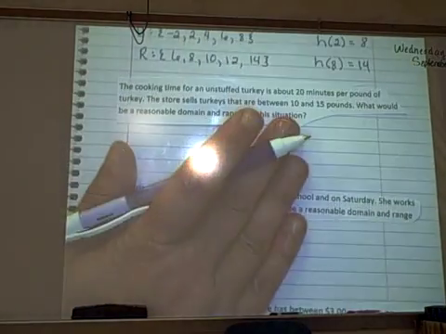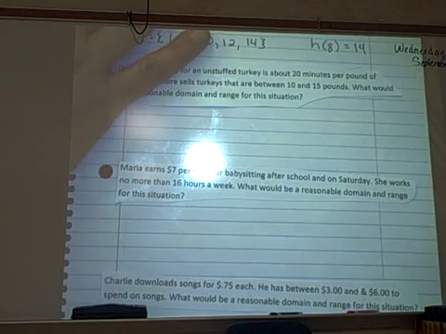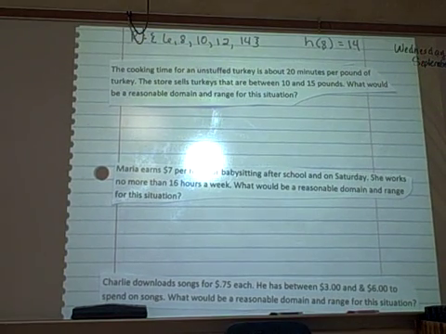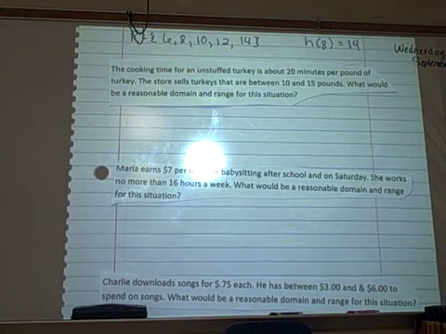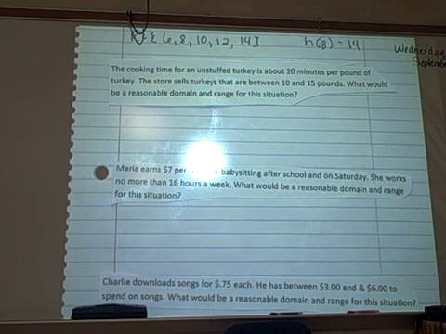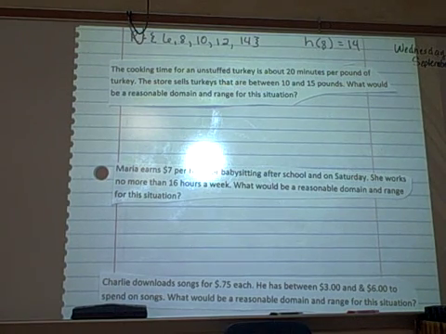Okay, last little bit are these 3 word problems. And the first 2 we did the other day on independent and dependent. And today we're going to switch gears and do it with domain and range. So the first one says, the cooking time for an unstuffed turkey is about 20 minutes per pound of turkey. The store sells turkeys that are between 10 and 15 pounds. What would be a reasonable domain and range for this situation?